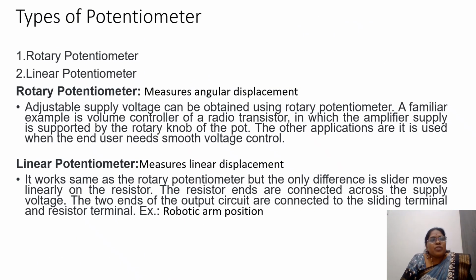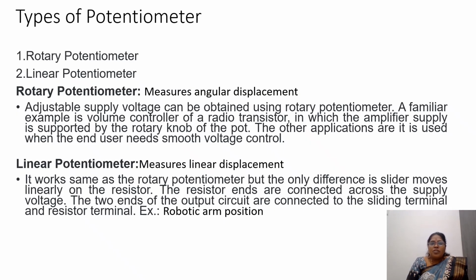Next is the types of potentiometer. There are two types of potentiometer. One is the rotary potentiometer, another one is the linear potentiometer. The rotary potentiometer measures the angular displacement, whereas the linear potentiometer measures the linear displacement.